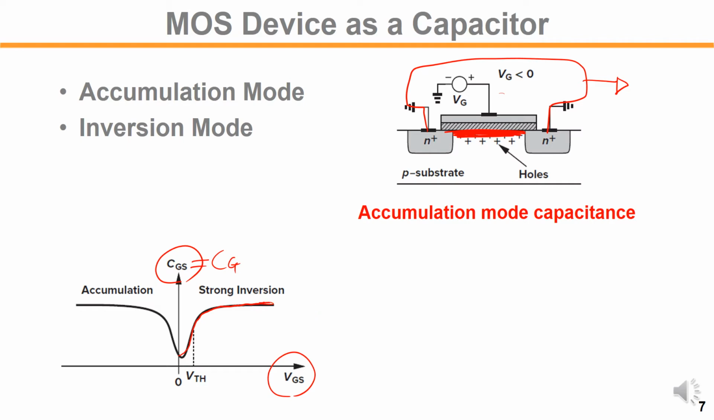So if you increase VG, then strong inversion happens. So the overall capacitance approaches what? W L COX, right? Plus the two overlap capacitances, W CO, right?